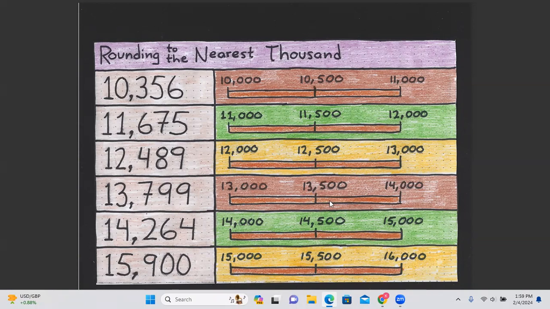And with that in mind, you may pause the video if you need to look at the anchor chart and try the numbers on your own, or replay the video as many times as you need to gain a deeper understanding of what it means to round a given number to the nearest thousand.